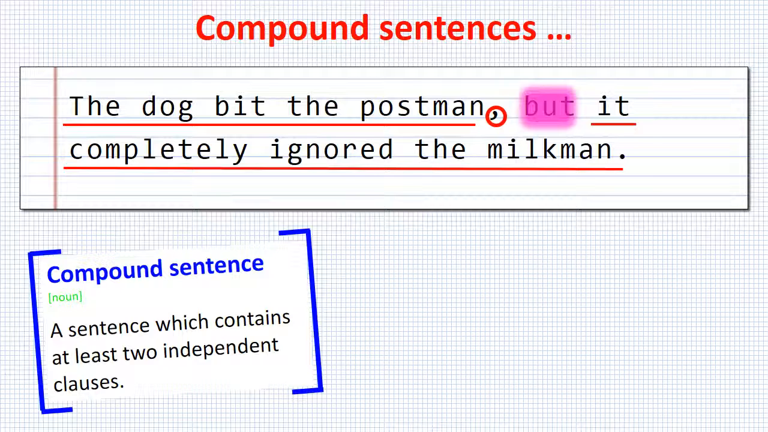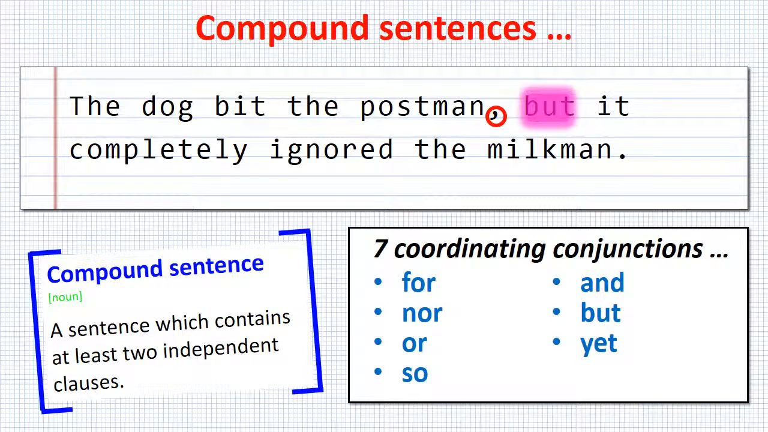There are 7 coordinating conjunctions. Here they are. And here are some more examples of compound sentences.